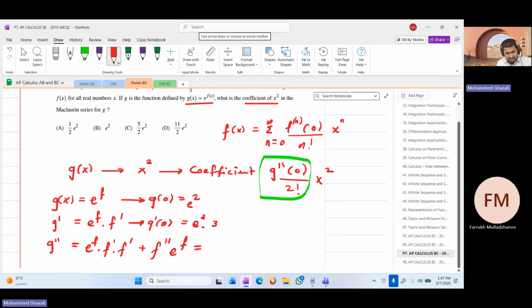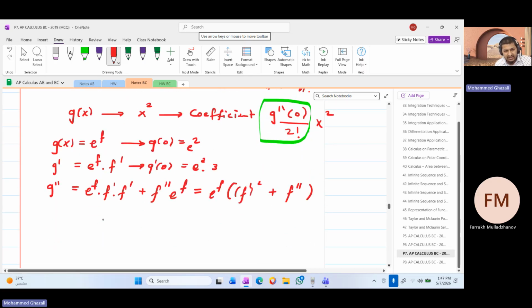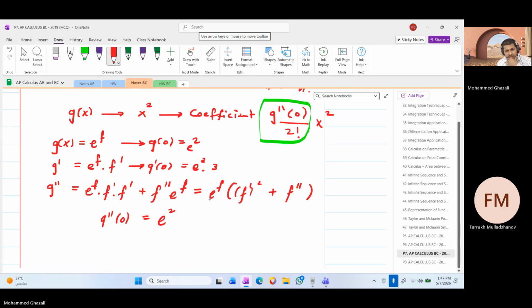So let's try to factor this out. I can take out e to the power f as a common factor. I'm left with f prime squared plus f double prime. Now I want to find g double prime 0. g double prime 0 is e to the power f, which is e to the e squared, correct? Because I'm substituting that. So what's f prime? f prime is 3. So we got 3 squared plus what's f double prime?